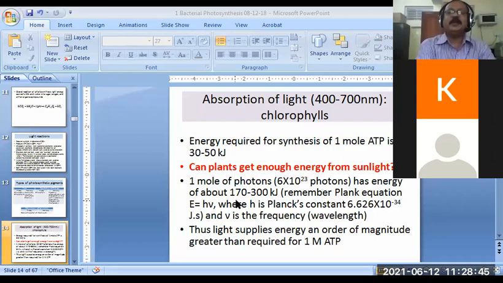Because we need about, say, 30 to 50 kilojoules. And we are getting 170 to 300. That is almost how many times? Almost 5 to 6 times. The energy which we are actually getting from the photons is about 5 to 6 times more than the energy which we require to synthesize 1 mole of ATP. And therefore, from a thermodynamic point of view, this is a very feasible, or favorable, process.